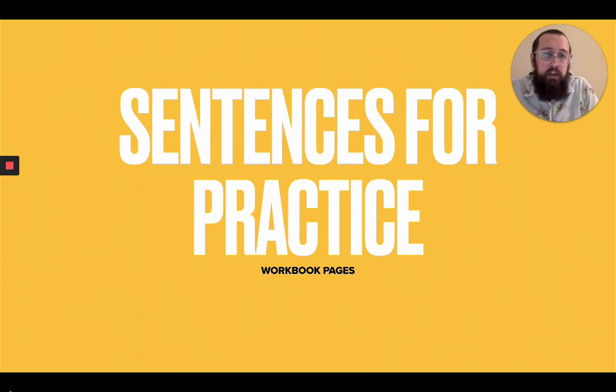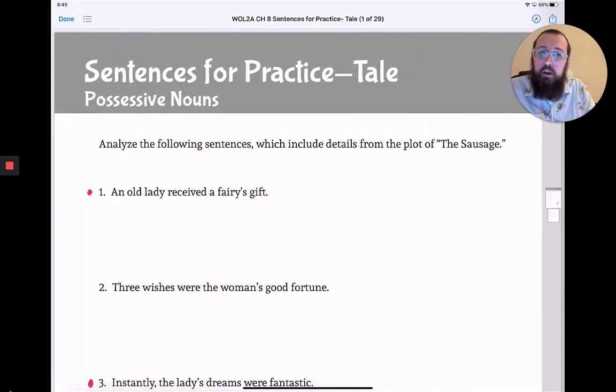All right, so let's take a look at some example sentences from our story about the sausage. We're just going to analyze, as we have always been during distant learning. Let's get started. The first one says, an old lady received a fairy's gift. A reminder, all of these are going to have possessive nouns in it because it comes from that chapter in our Well-Ordered Language book. But there is one that does have a prepositional phrase, which I'll show you later on.